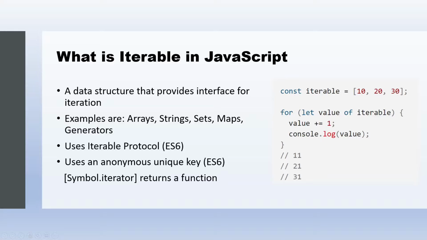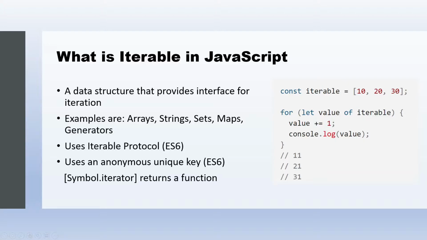So let's look at an example. On the right, we have an iterable variable, which is an array that contains 3 numbers. We can iterate, or go through, this array using a for-of loop, and we can iterate through each of the values inside of that array and add 1 to it. So this process is what we call an iteration, and this variable is what we call an iterable.